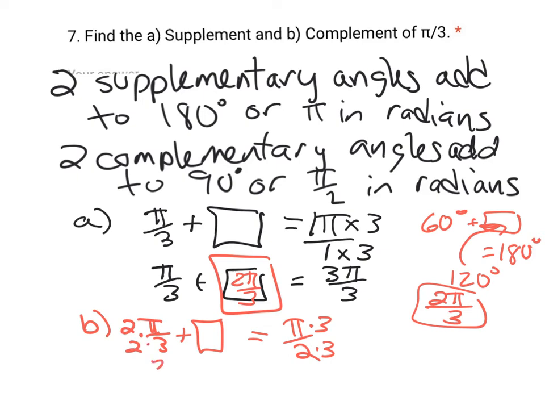So I'm going to get 2 pi over 6 plus what I'm trying to find would equal 3 pi over 6. And so that result would be pi over 6. So the answer is pi over 6.